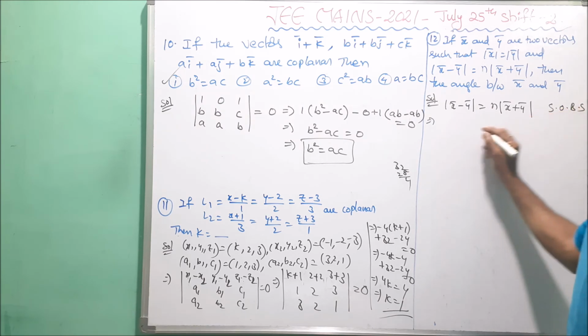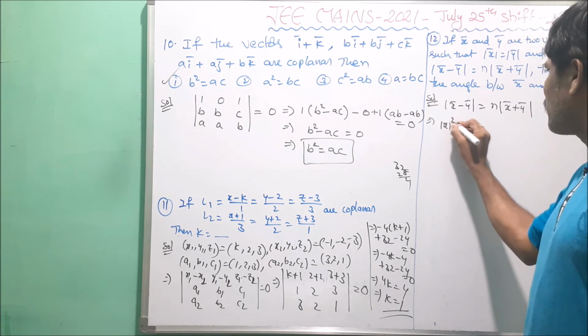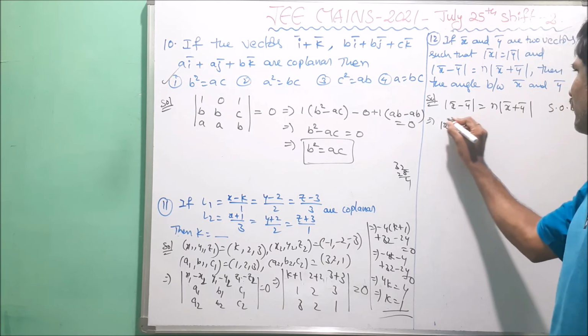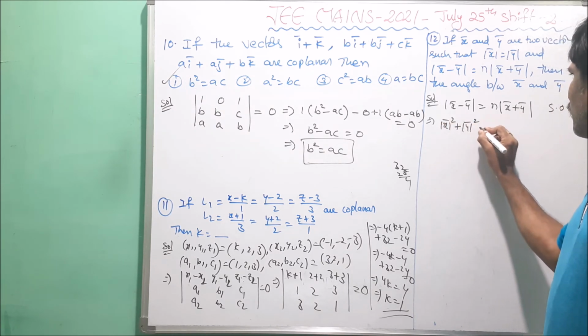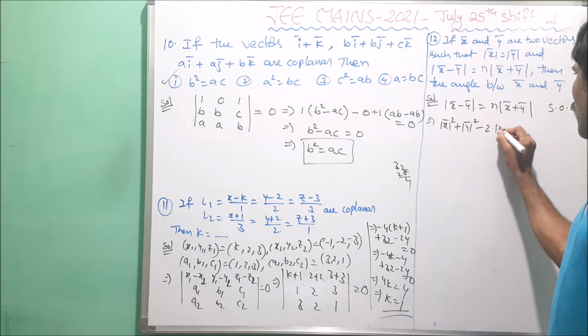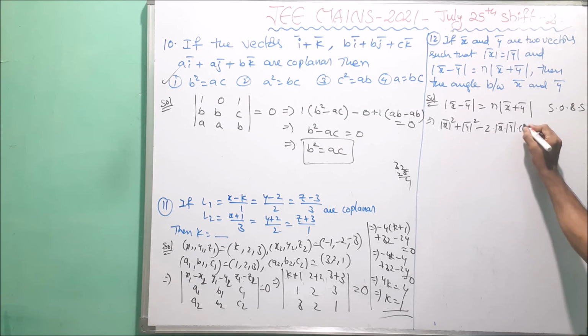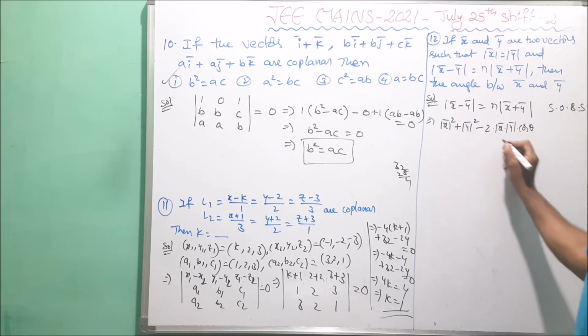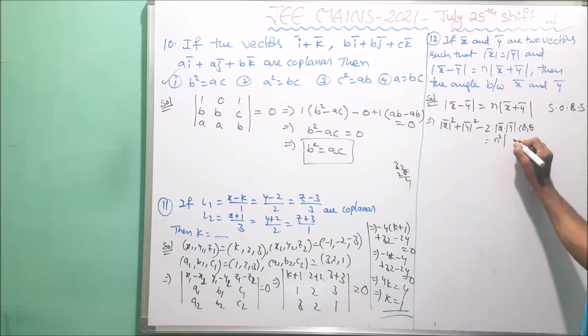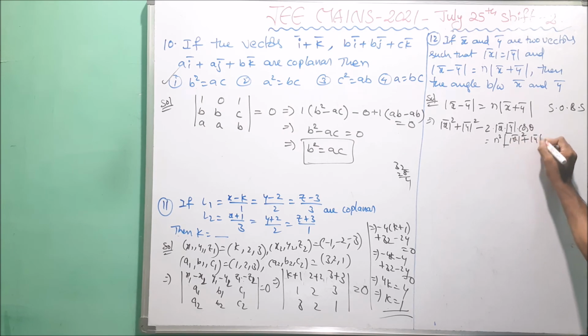Squaring on both sides. Now we write mod x bar square plus mod y bar square minus 2 into mod x bar into mod y bar into cos theta. In that we write n square into mod x bar square plus mod y bar square plus 2 into mod x bar into mod y bar into cos theta.